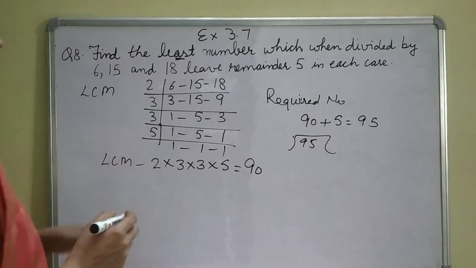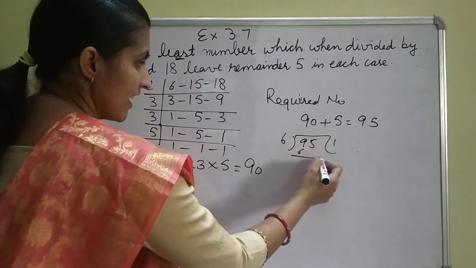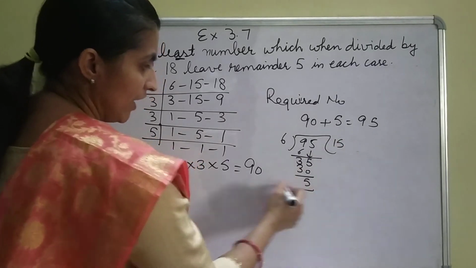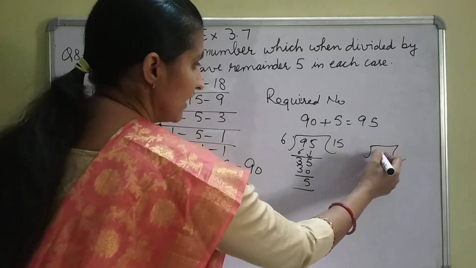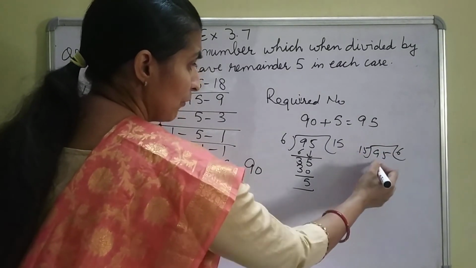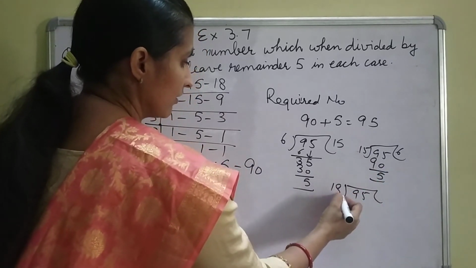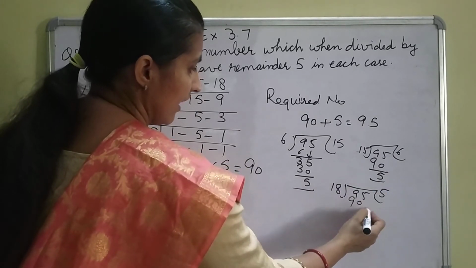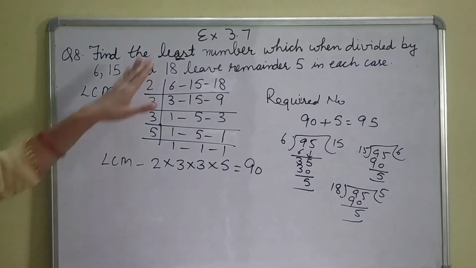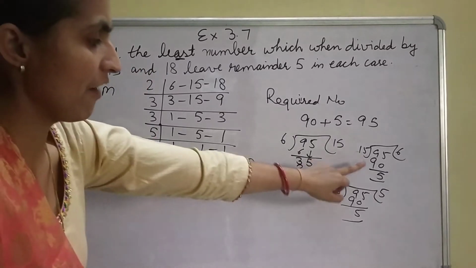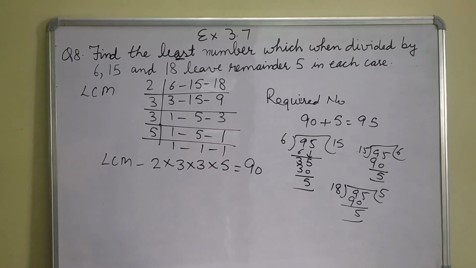When we divide this 95 by 6, 6 1s are 6, 3 is left, 6 5s are 30, 5 is the remainder. When we divide 95 by 15, 15 6s are 90, 5 is left. When we divide 95 by 18, 18 5s are 90, again 5 is left. It means that is the least number which when we divide by 6, 15 and 18 leaves remainder 5 in each case. So this is our question number 8. Now let's move to question number 9.